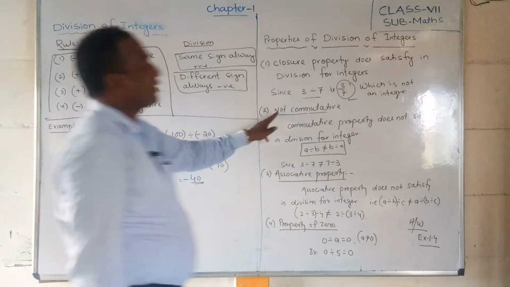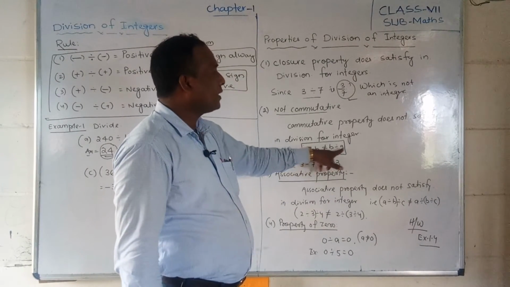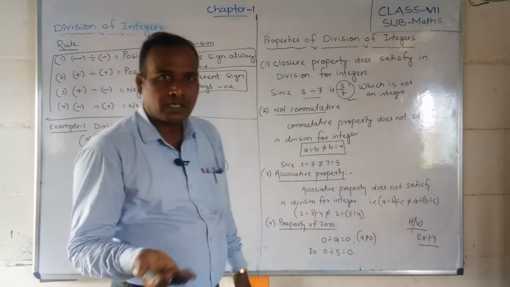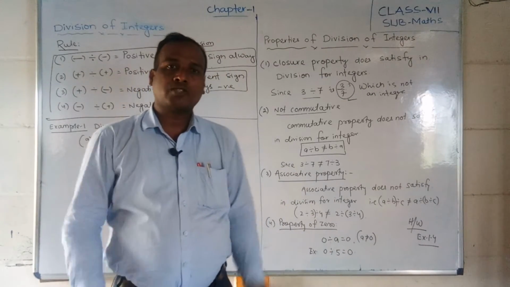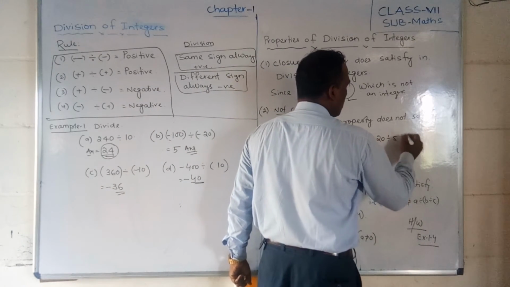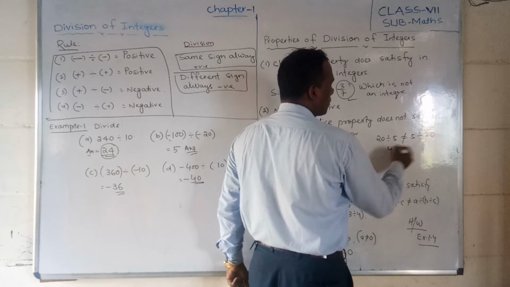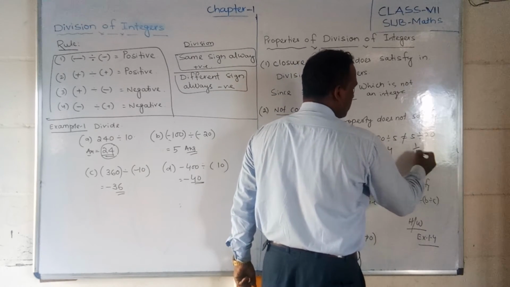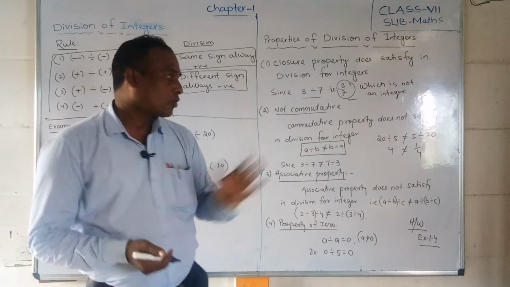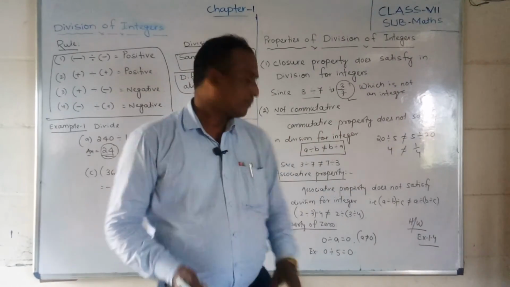Next, commutative will also not be satisfied. How? A divided by B is not equal to B divided by A. What is the value of 3 divided by 7? And 7 divided by 3, the value is not the same. Suppose 20 divided by 5 is not equal to 5 divided by 20. 20 divided by 5 is 4, and 5 divided by 20 is 1/4. So 4 is not equal to 1/4. So the commutative law is also not satisfied in division.